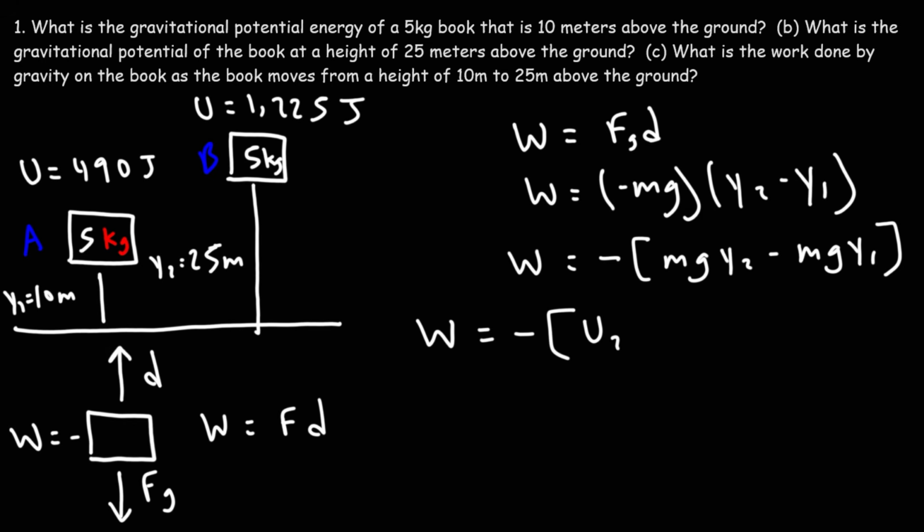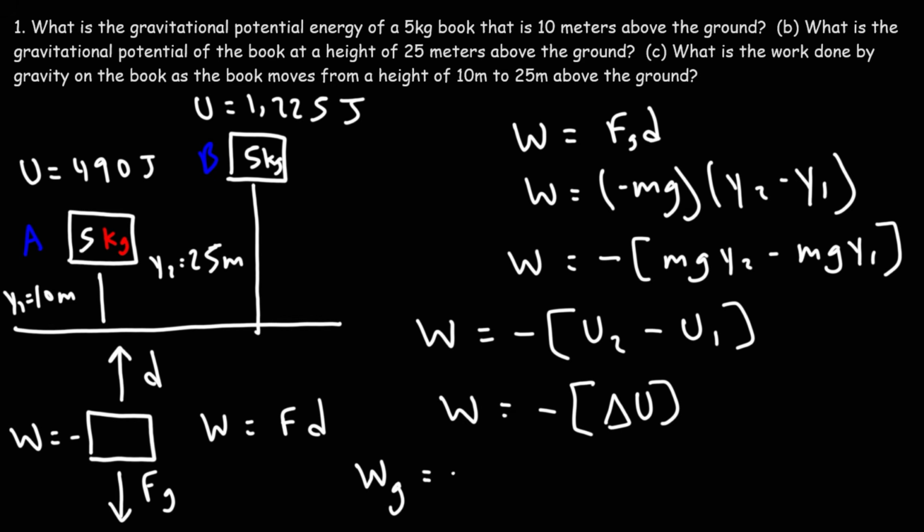mgy2, that is the second potential energy. mgy1 is the first gravitational potential energy. u2 minus u1, that's equal to delta u. So in other words, the work done by gravity is equal to the negative change in the gravitational potential energy.